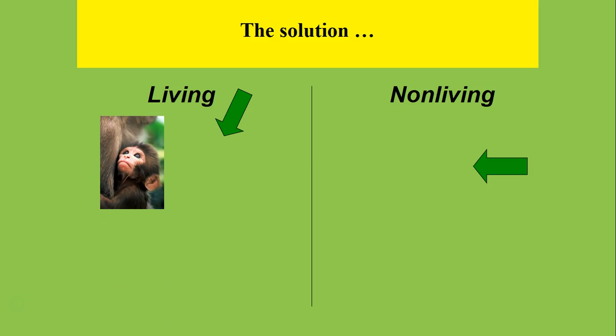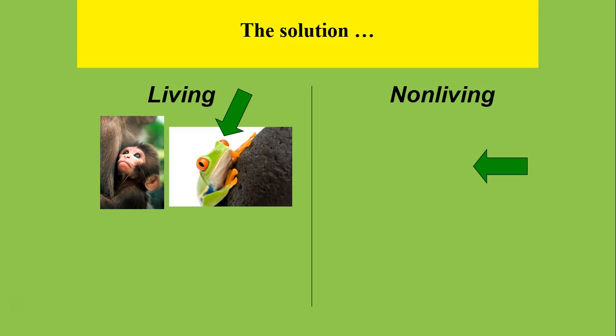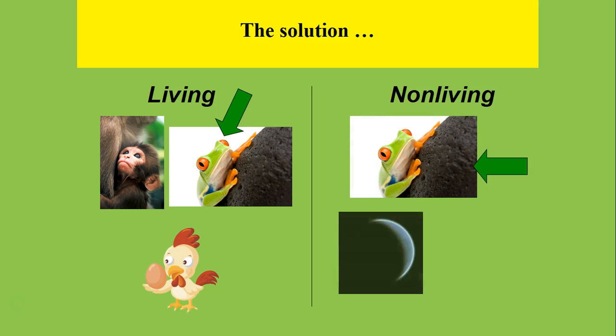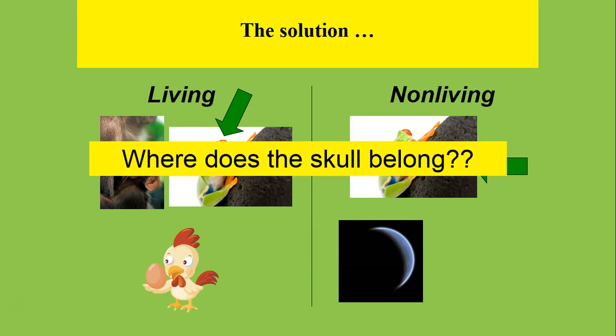So the things that were living were the chimpanzee, the frog eye, and the chicken egg. Non-living things included the rock and the moon. The question becomes, where does the skull belong? In this case, the skull belongs in living. But in reality, there is a third category called dead, which is where we would really put the skull.